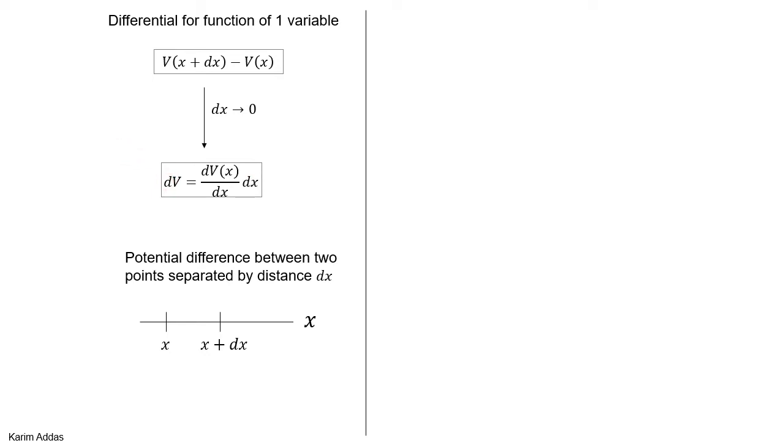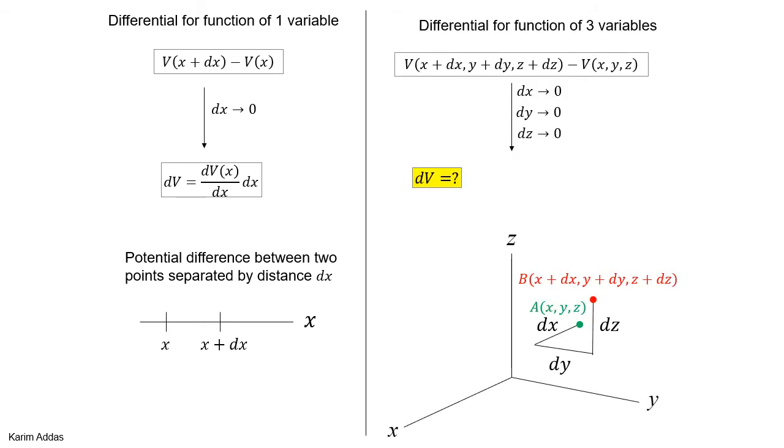But the thing is that we don't have a problem in one dimension now. Our problem is in 3 dimensions. So you have point A, for instance, with coordinates x, y, and z. And then if you move a distance dx in the x direction and dy in the y direction and dz in the z direction, you arrive at another point B that's nearby with these coordinates. And we want to now get the difference of the potential between point B and point A. These are two very close points, but now it's in 3 dimensions.